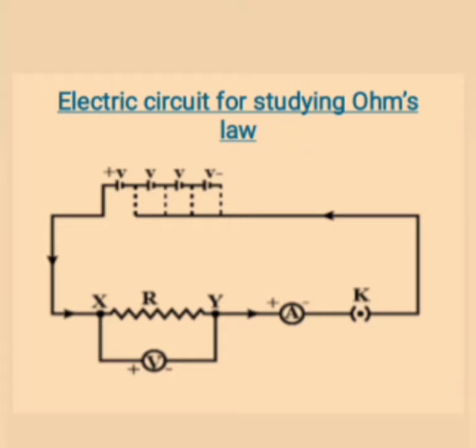Look at the direction of the arrow mark. The arrow mark indicates the direction of current. Current flows from the positive terminal of the battery towards the nichrome wire, and it flows through the ammeter and again goes back to the negative terminal of the source. Voltmeter is connected in parallel with the resistor.